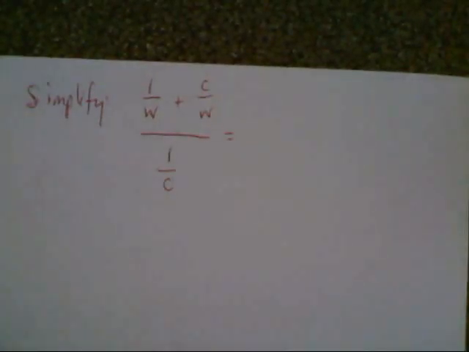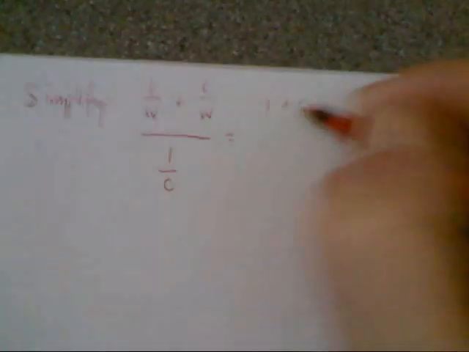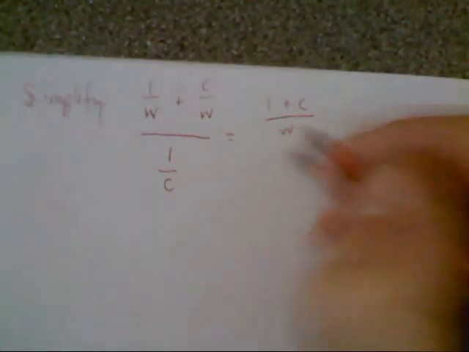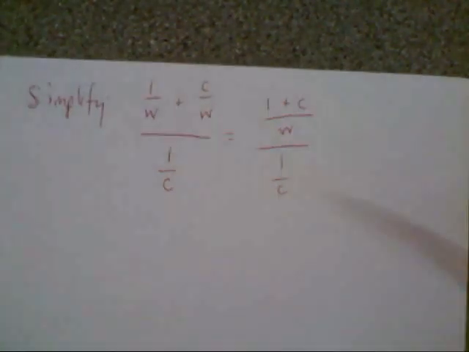I disagree with that. Not C over W, and not 1 C over W, but yeah, don't forget we're adding here, not multiplying. 1 plus C all over W. And that over 1 over C.